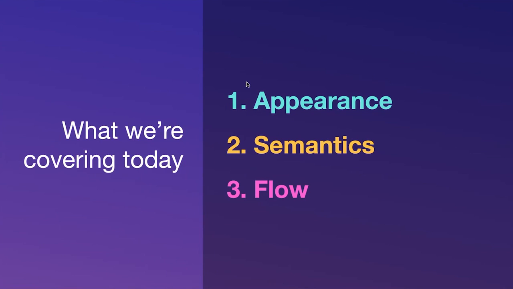So what are we going to cover today? I'm going to break it out into three key areas for forms. The first section is going to be the appearance of forms, the design aspect, if you will. Semantics, which is going to be looking a little bit into the code. We're going to spend quite a bit of time there. We're going to go through some of the technical details of accessible forms. And then finally, we're going to look at the flow. So the flow is going to be the way that forms actually operate from start to finish. So let's get started with appearance.